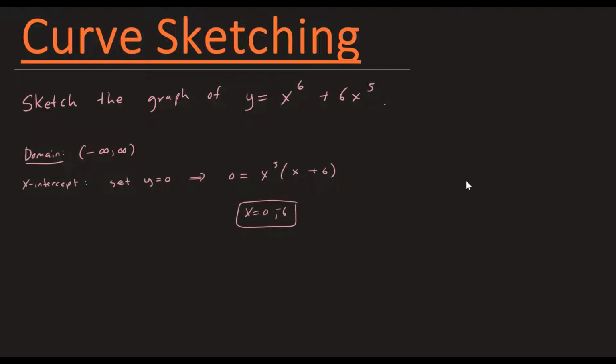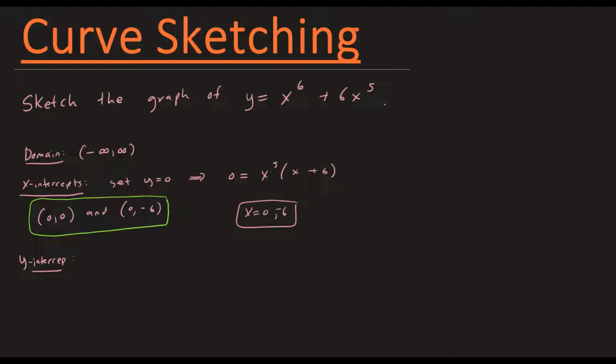So there are two x-intercepts for this given equation. We have (0, 0), and we have (-6, 0). So these are the x-intercepts. Let's hold on to these. We'll put everything together in a graph. And now let's go ahead and find the y-intercept and see if there is any.